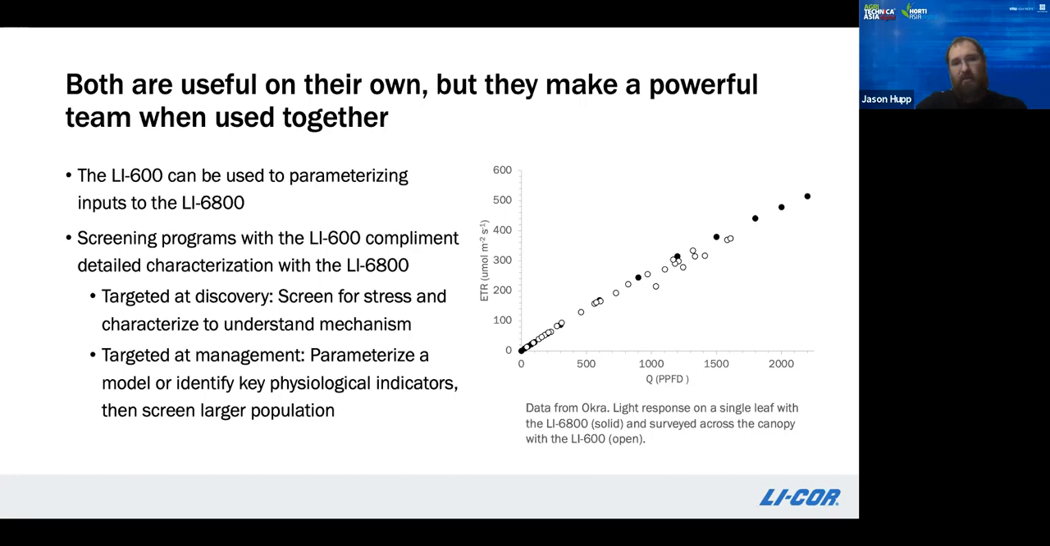The 6800 measurements are considerably more complicated than the 600 measurements. And for a number of the measurements we make in the 6800, the actual mathematical models that we use to derive the parameters require a number of inputs that are not measured things, right? The best example that comes to mind is that we make a two-sided measurement for the gas exchange measurement in the 6800.